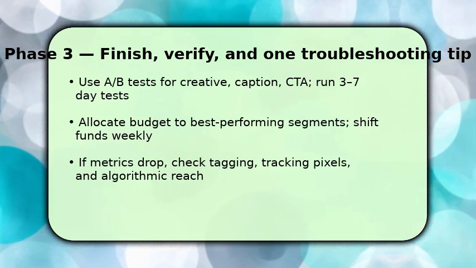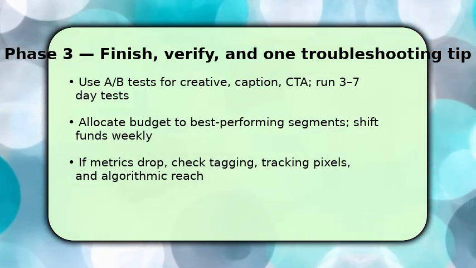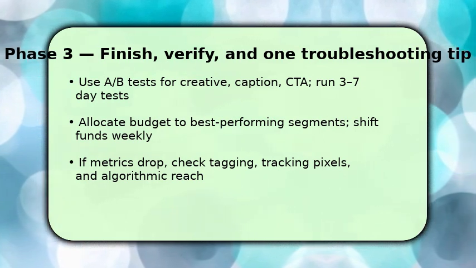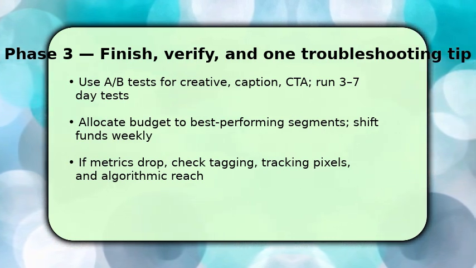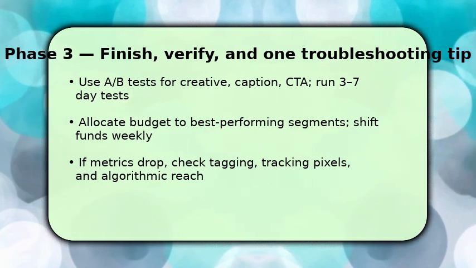If metrics unexpectedly drop, troubleshoot quickly. Check UTM tags, tracking pixels, and whether algorithmic reach changed due to content type. Also review shadow bans or policy flags. Fix tracking first, then retest. This restores reliable data and keeps performance.